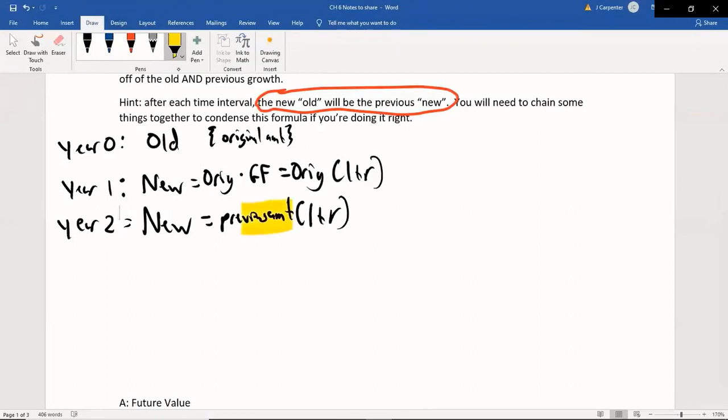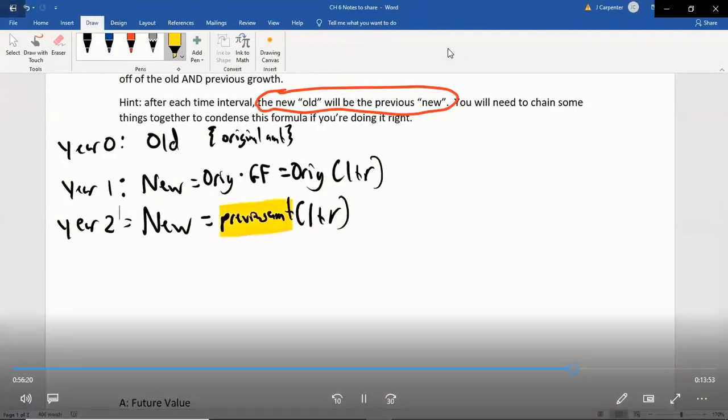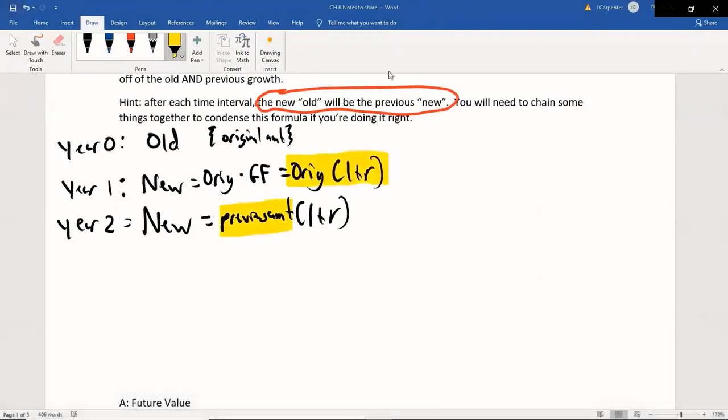The previous amount, this is like us linking that in Excel. It's the ending amount from year 1. In year 2, the previous amount means the ending amount from year 1. So those two things are the same.